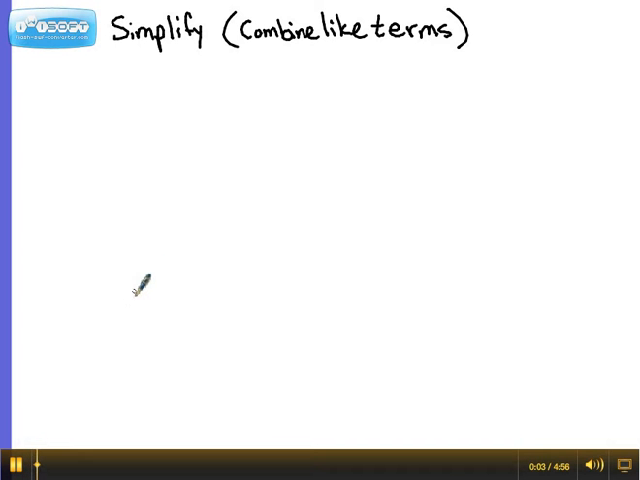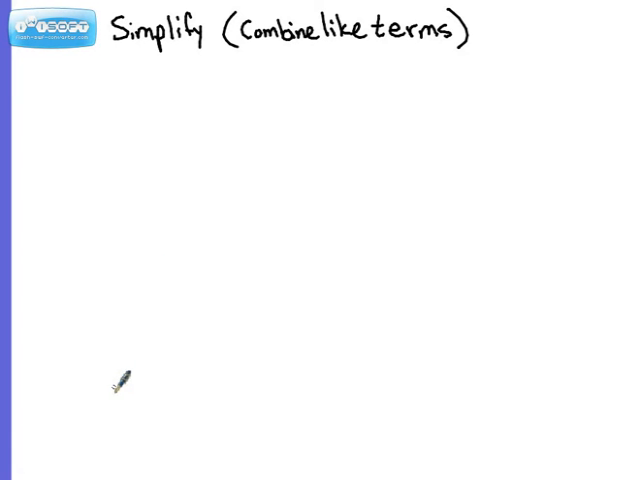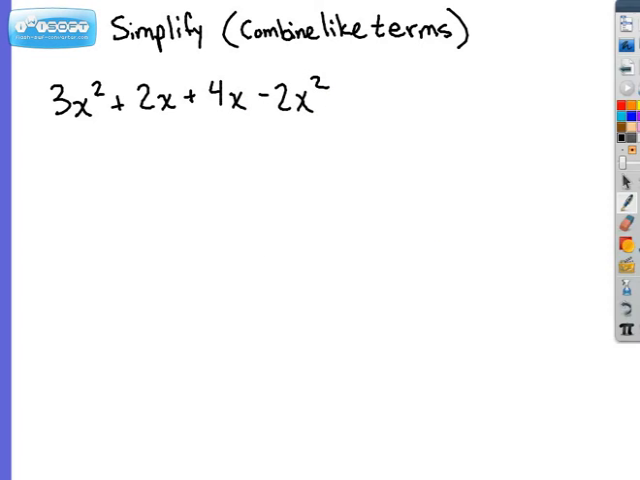Hello, this is a video about combining like terms, sometimes referred to as simplifying. Let's say that you wanted to combine like terms in 3x squared plus 2x plus 4x minus 2x squared. We want to combine all the things that are the same.